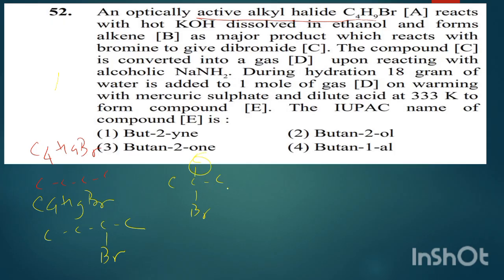And how do we get an optically active alkyl halide? In an optically active halide, the carbon attached to the halogen must have all four groups different: here it is methyl, here it is ethyl, here it is hydrogen, and here it is bromine. Since all four are different, the compound should be this, that is 2-bromobutane, it is A.